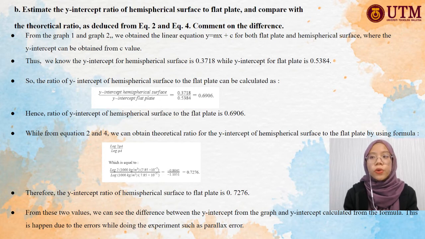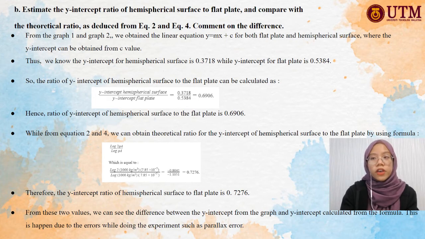From the graph, we obtain that the linear equations for the flat plate are y equal to 0.5731x plus 0.5384 and y equal to 0.5008x plus 0.5522. While for the hemispherical surface, they are y equal to 0.5405x plus 0.3718 and y equal to 0.4994x plus 0.4025.